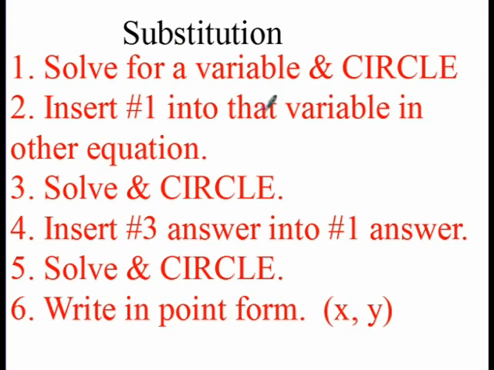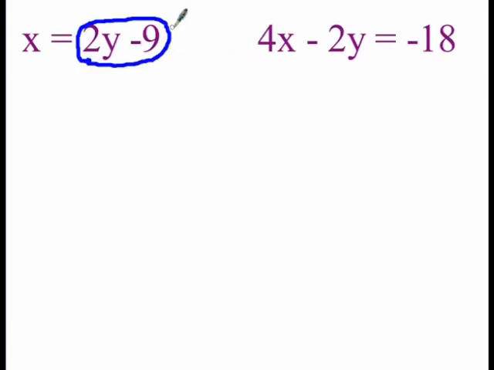We're going to insert number 1, that's the thing that we circled, into the variable in the other equation. So, this seems like a really lame step, but believe me, it will save your life. Well, maybe not your life, but it will at least make it so you don't make dumb mistakes. We're going to draw an arrow into whatever we didn't circle from that equation. So this is x equals 2y minus 9, so we're substituting 2y minus 9 instead of that x.